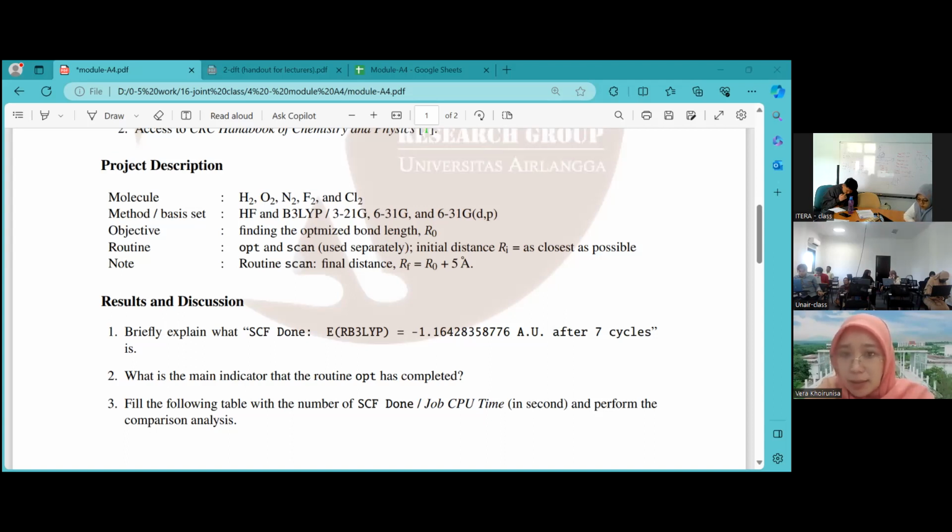Okay, and I will remind you to submit the report for module 3. The deadline is tomorrow, so don't forget to submit your report. Are you finished with the report of module 3? Finished? Okay, a good one. Rifki already finished his report. So just submit it.